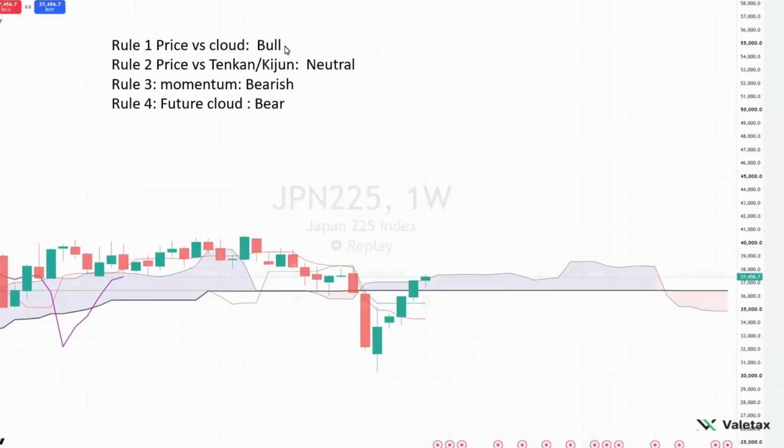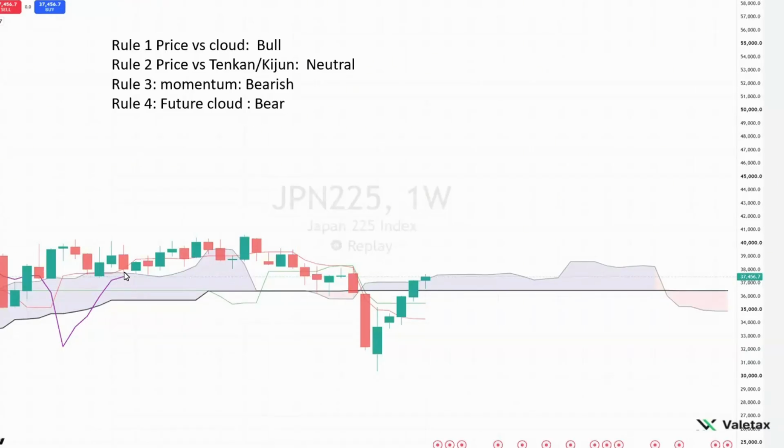So rule one, price is above the cloud. You've got price above the cloud. Rule two, since this is bullish, you want price, red, and green. The red and green are inverted, so that means this is neutral. Rule two is not true at all.